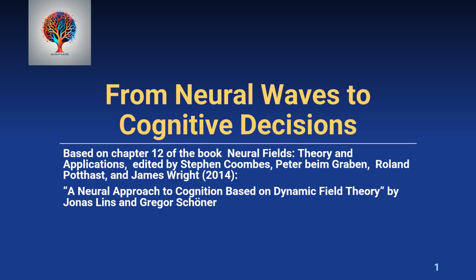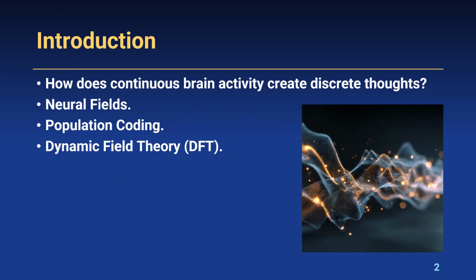Our guide for this deep dive is Chapter 12, titled A Neural Approach to Cognition Based on Dynamic Field Theory, authored by Jonas and Gregor Schöner, from the insightful book Neural Fields Theory and Applications, published in 2014. This chapter aims to bridge a significant gap between the abstract mathematical models of neural activity and the concrete, observable behaviors of cognition. So, how does our brain's continuous, dynamic activity lead to these distinct cognitive functions?